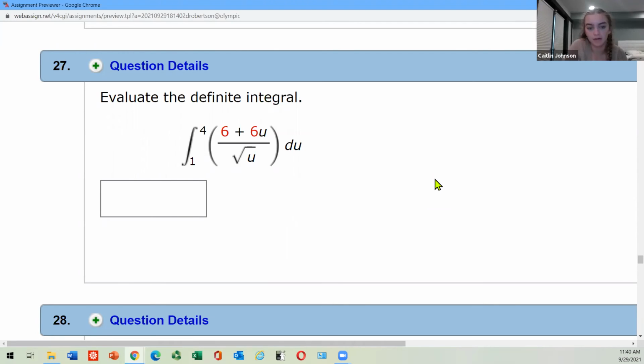Multiply the top and the bottom by u to the negative 1/2. Okay, just the top will do. Yeah, I know what you mean. It's a power rule when you're finished, right? It'll be various fractions, but it's a power rule.